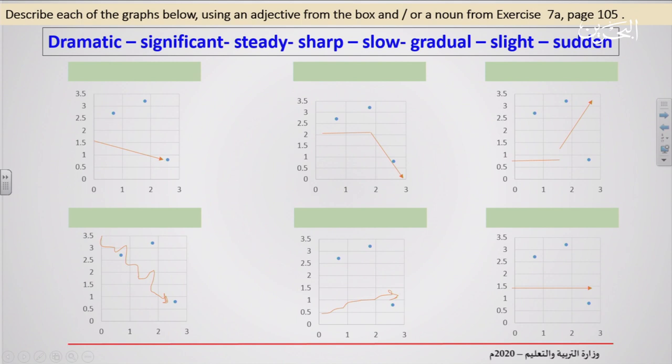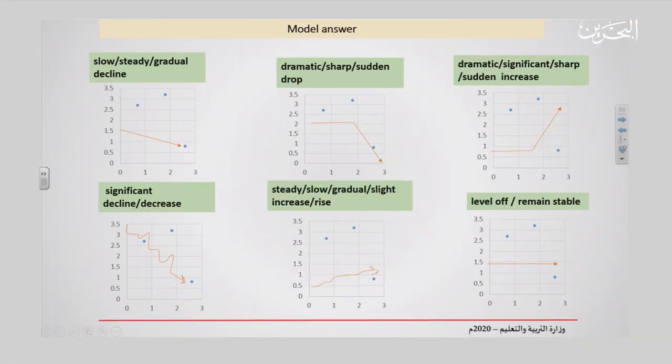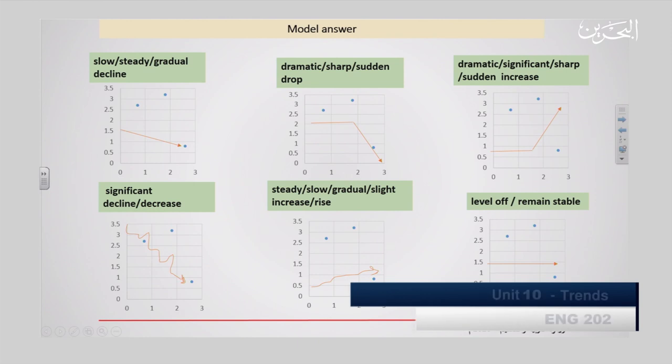Let's check your answers together. Here are the model answers. So we'll go through one by one and I'll clarify each idea or each arrow and then I'll read the sentences or the words. Chart number one. Now, before you start answering each chart or describing each chart, I want you to notice the arrow, the direction of the arrow or the trend. Now, here is a slow decline, or a steady decline, or a gradual decline.